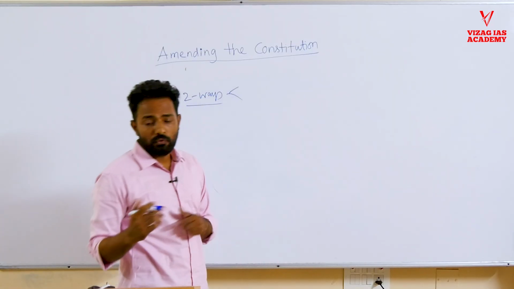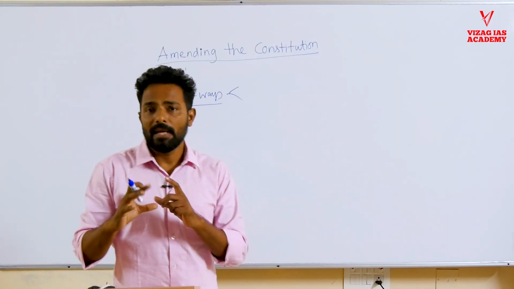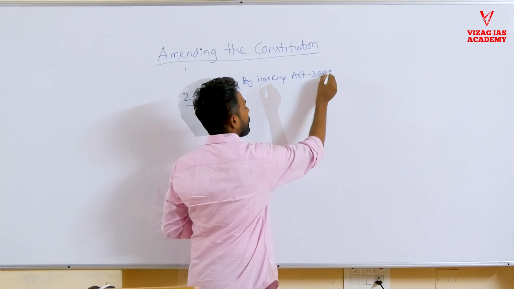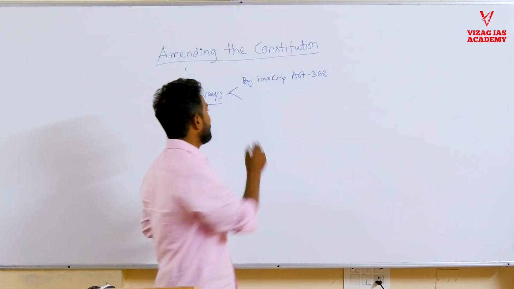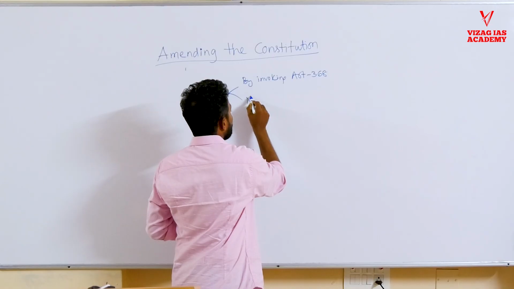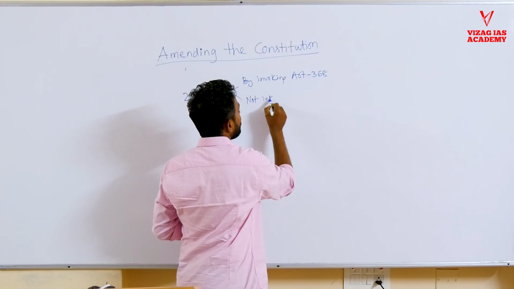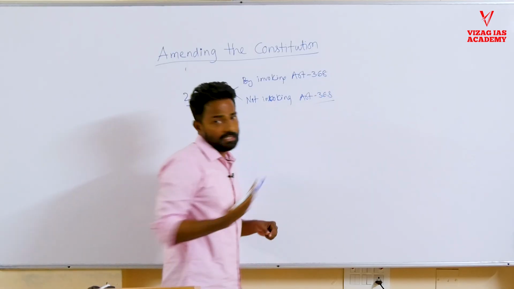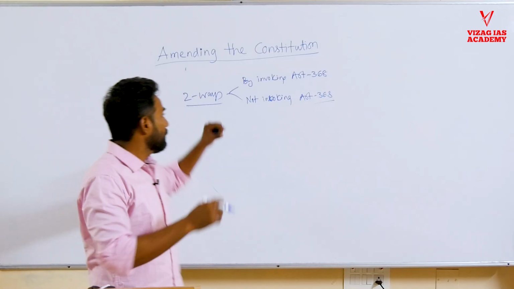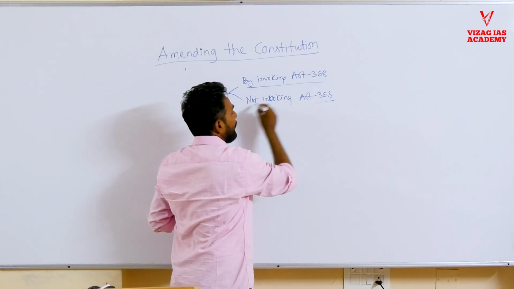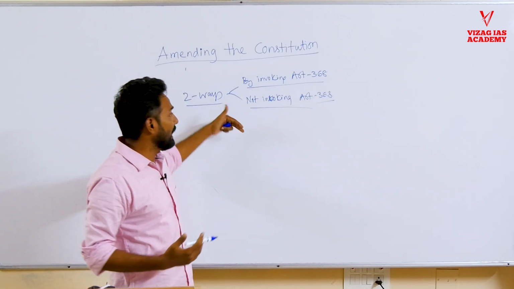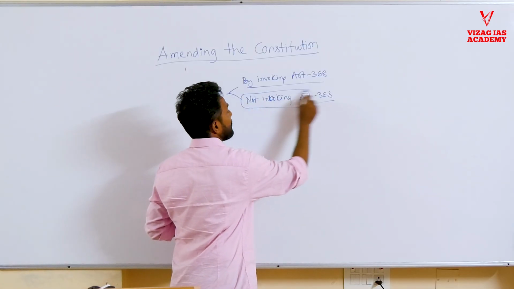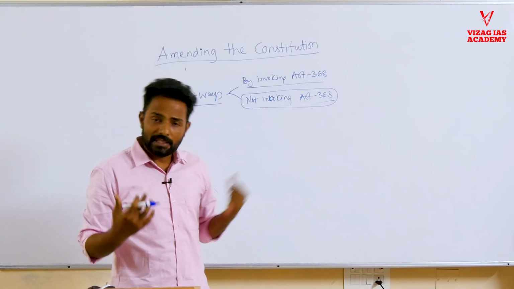So what are these 2 ways? One is by invoking Article 368, and the other is by not invoking Article 368. Without using Article 368 also we can amend. We will see how each works, and what the process is for both. We have seen that the constitution is flexible.